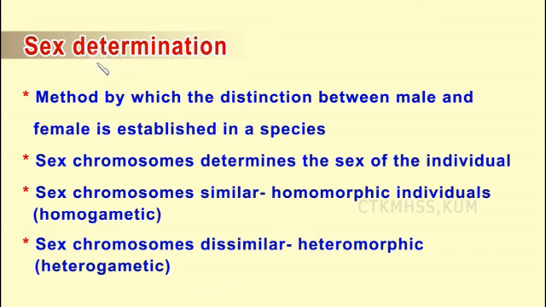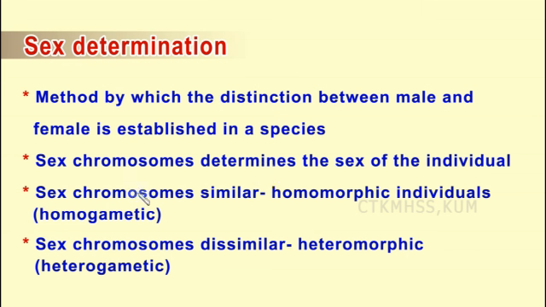Next is sex determination. So what is sex determination? The method by which the distinction between male and female is established in a species, that is sex determination. So how we determine or distinguish a male and a female, that is what is called sex determination. The sex chromosome determines the sex of the individual. So what differentiates a male and a female is the sex chromosomes.